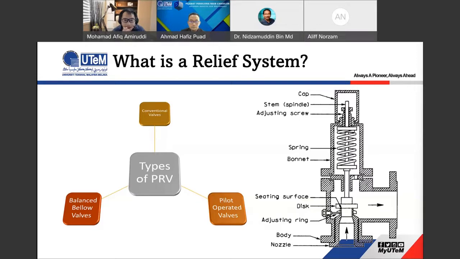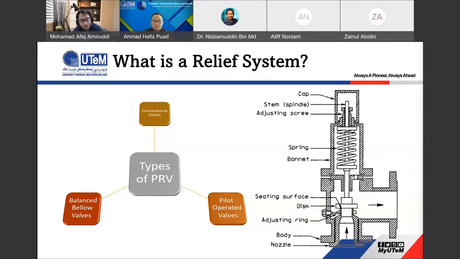I think you guys may already know this type of valve, who are dealing with or usually purchasing these things. If you see the diagram on the right side of the slide, there are parts or components installed or assembled inside the pressure safety valve or pressure relief valve. They have a cap, stem, adjusting screw, spring, bonnet, seating surface, disc, adjusting ring, body, and nozzle.